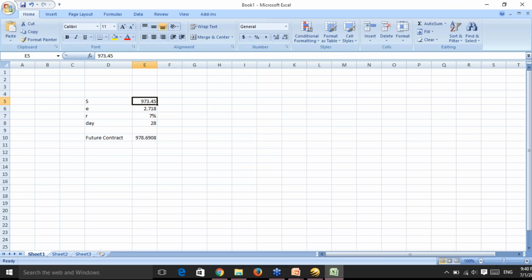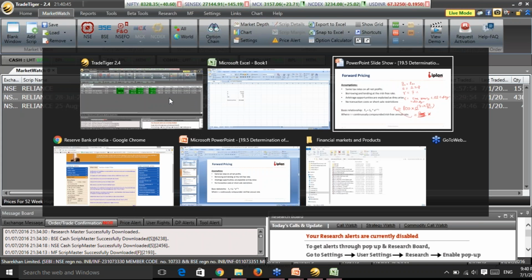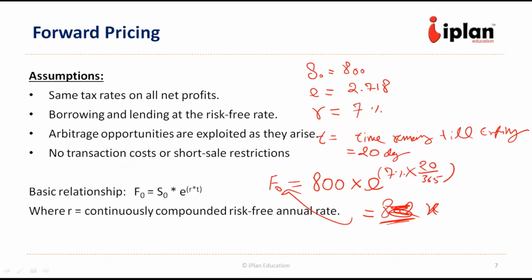So the spot price is 973, the exponential we know, rate of interest we know, and days we know. So what did we get? We get the future contract price, which is the theoretical value, but the actual market value is 980, which is 2 rupees overpriced. It may be overpriced or underpriced. When the forward price is greater than the spot, we understand this is contango, right? And if the forward price is less than the spot, we understand backwardation.